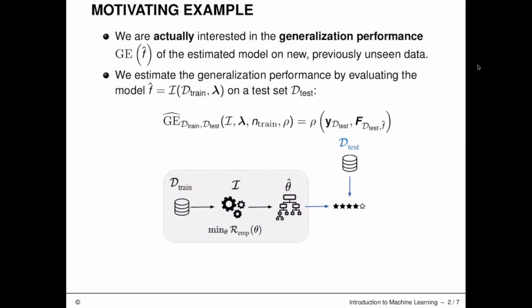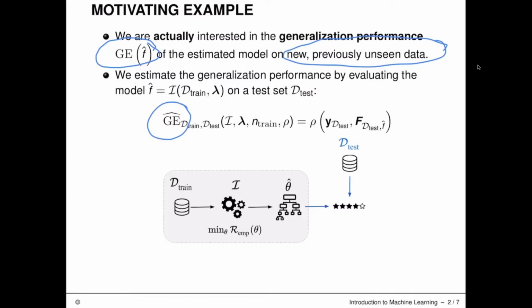Usually, we are interested in the generalization performance of the estimated model, so the GE of f hat, which is the generalization performance on new and previously unseen data. Of course, we do not know the true GE, so that's the reason why we have to estimate it via GE hat. So how do we do that?